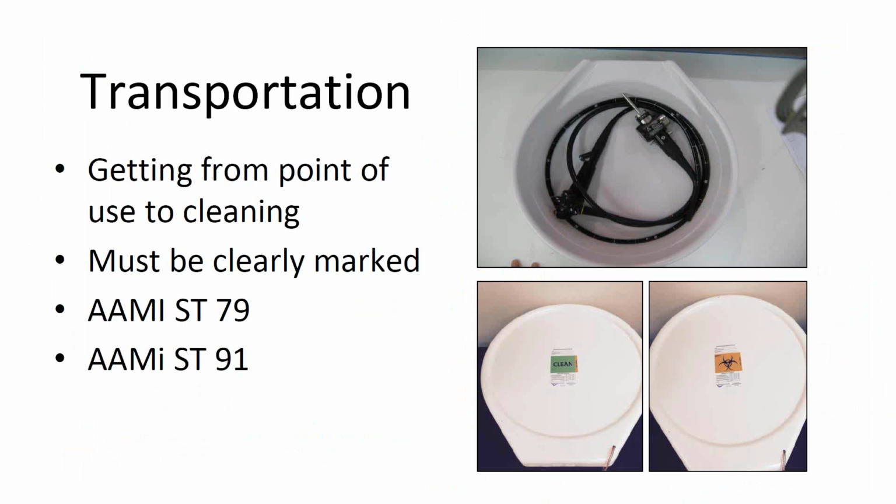Again, we must be clearly marked for transportation, whether the endoscope is clean or dirty, and you see photos here of some systems that can be used to ensure that we know by looking at an endoscope whether it's clean and patient ready or whether it's dirty. And that is a recommendation in ST91, that you should be able to look at an endoscope and readily identify what state it is in. Is it clean or does it need to be reprocessed? So these photos are showing you transportation bins and ways of identifying.